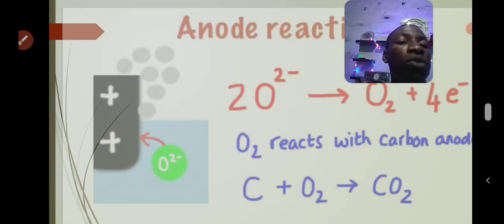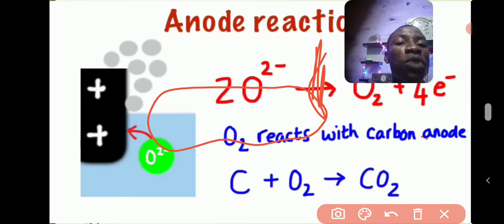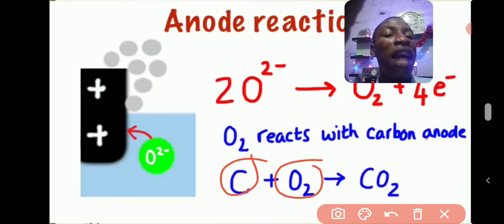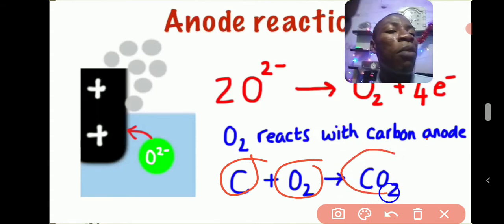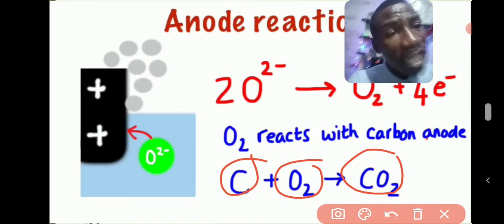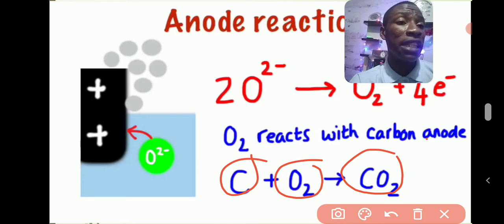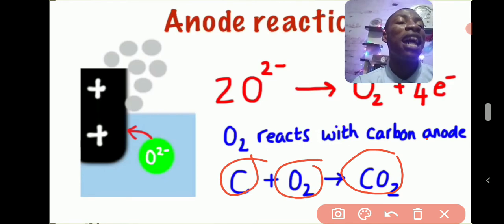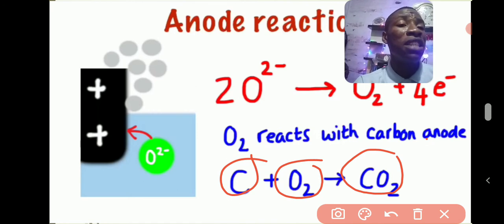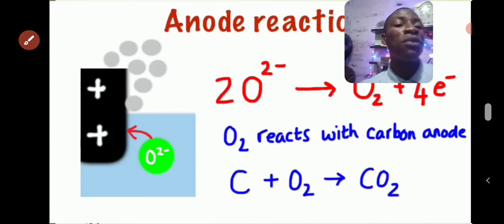Carbon anode, which is the C here, will react with oxygen that is formed at the anode to produce carbon dioxide gas. So that is why the carbon anode will be depleting continuously and must be replaced at regular intervals. In the industry, you do this every 28 days. So that is what happens at the anode.